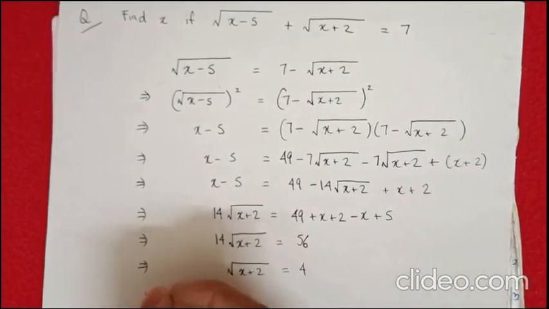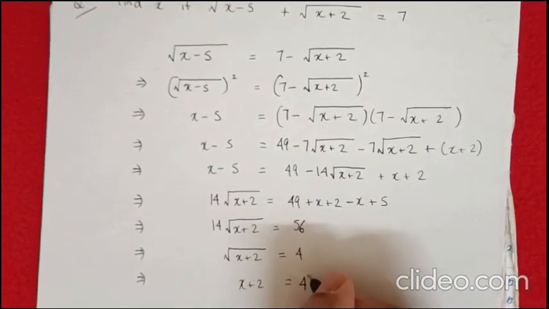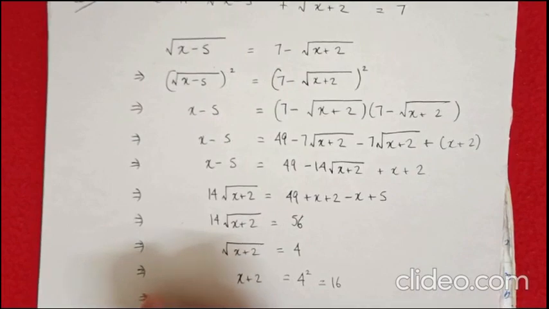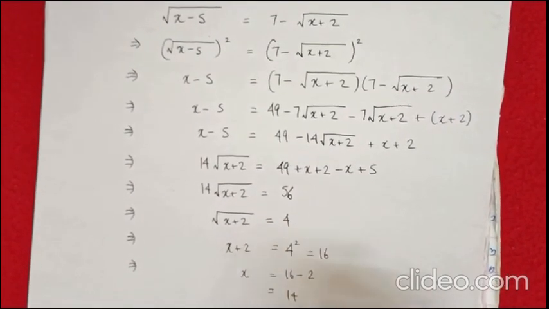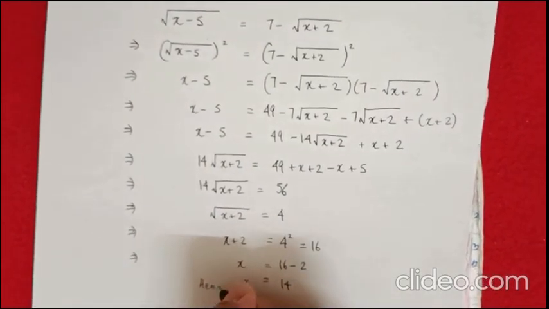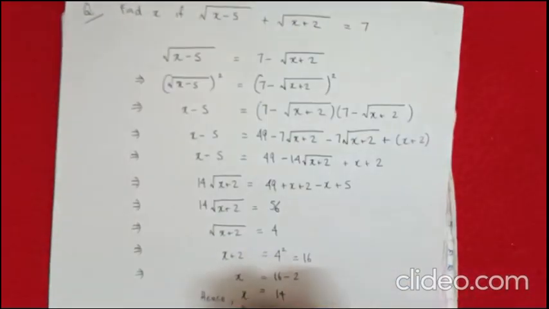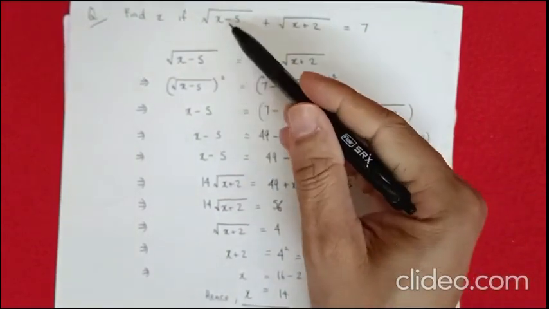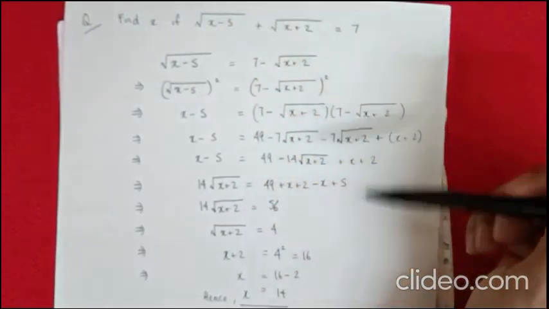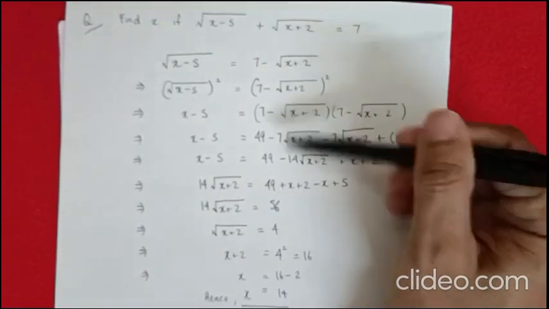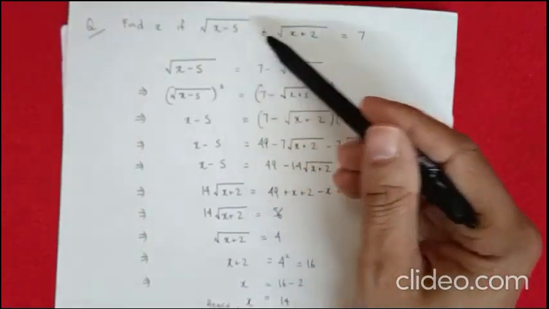So now how do we solve this? This is very easy. This implies x plus 2 will be equal to 4 squared, which is 16, which gives us x is equal to 16 minus 2, which is 14. So if we have to validate this, let's just substitute x here. So x as 14 means 14 minus 5, that will give us 9. Square root of 9 is 3. And here 14 plus 2 is 16. So square root of 16 is 4. So here we have a 3, here we have a 4. So 3 plus 4 is 7.